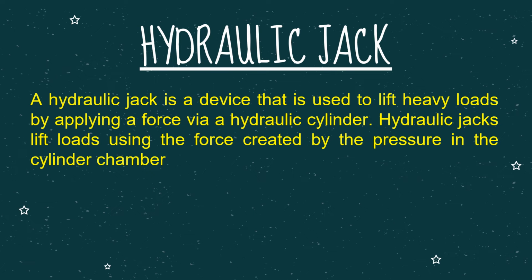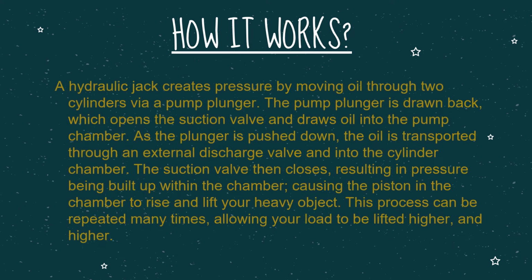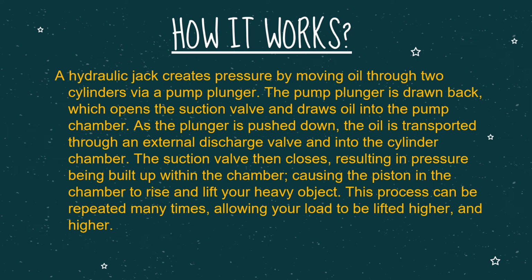Next is the hydraulic jack. A hydraulic jack is a device that is used to lift heavy loads by applying a force via a hydraulic cylinder. Hydraulic jacks lift loads using the force created by the pressure in the cylinder chamber. And how does a hydraulic jack work? A hydraulic jack creates pressure by moving oil through two cylinders via a pump plunger.